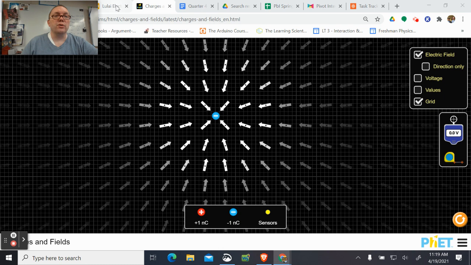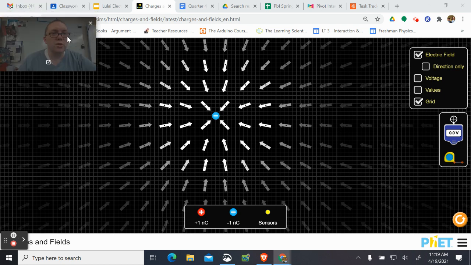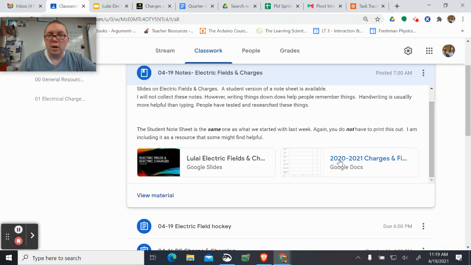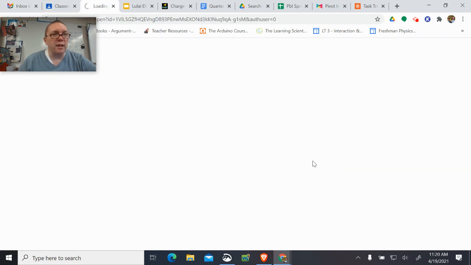These are called field vector arrows. On the note sheet, if you have that note sheet, the field vector arrows are on the back side of that. Yeah, we'll get there.